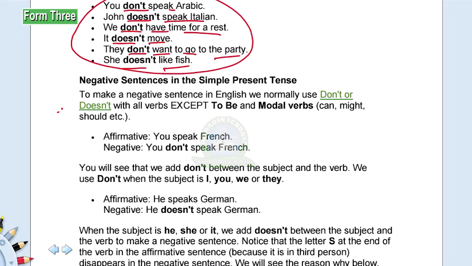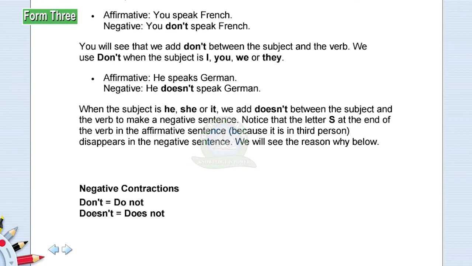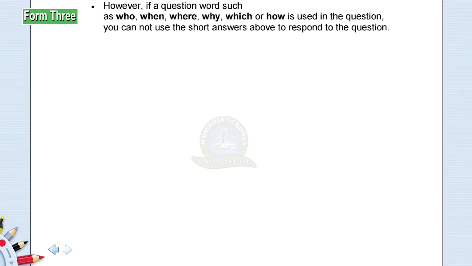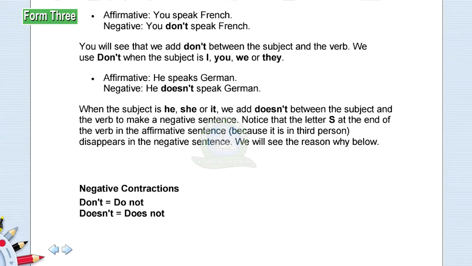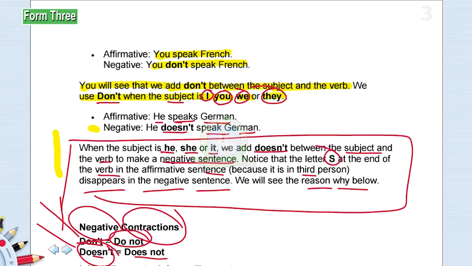Negative sentences in simple present tense. We also have what? Negative sentences with simple present tense. To make a negative sentence in English, we normally use don't or doesn't with the verb, except to be and modal verbs, as I said earlier. Okay, I hope this is the end of our simple present tense.